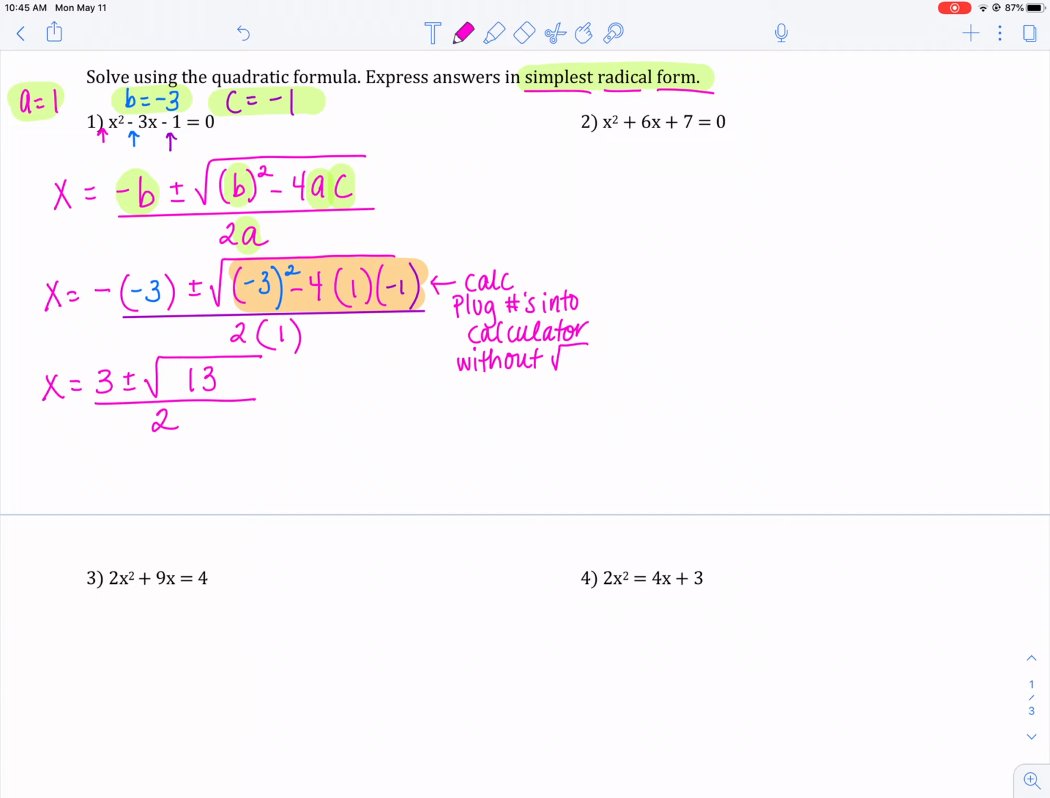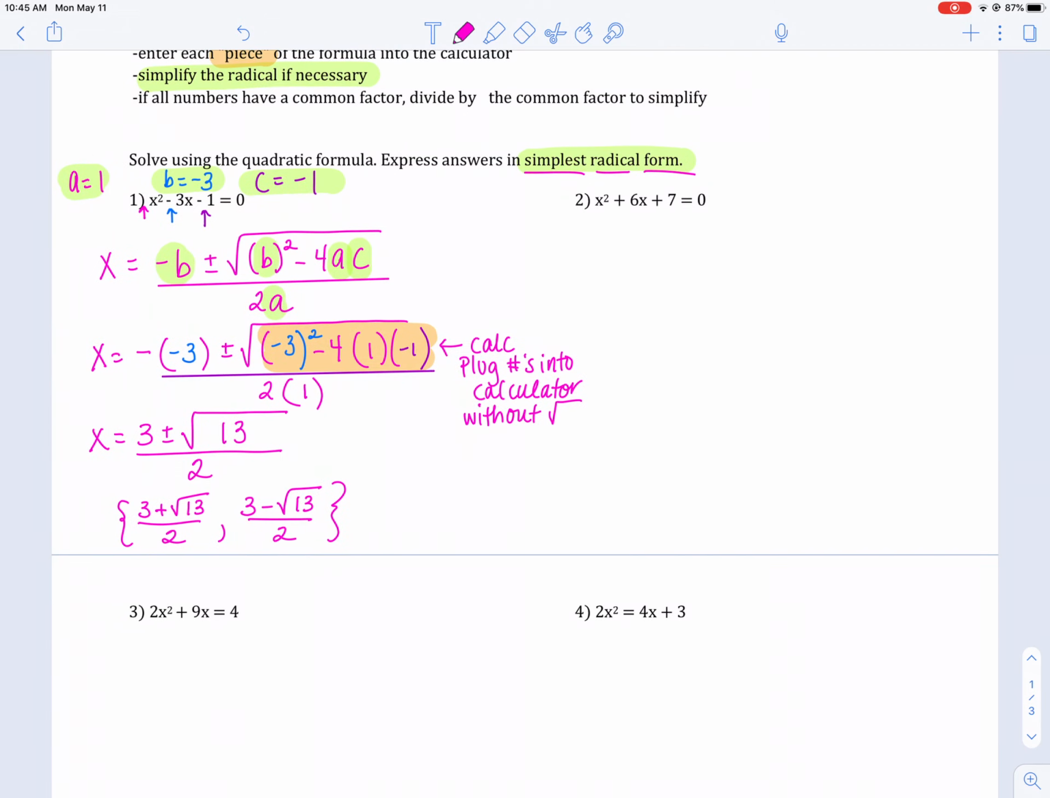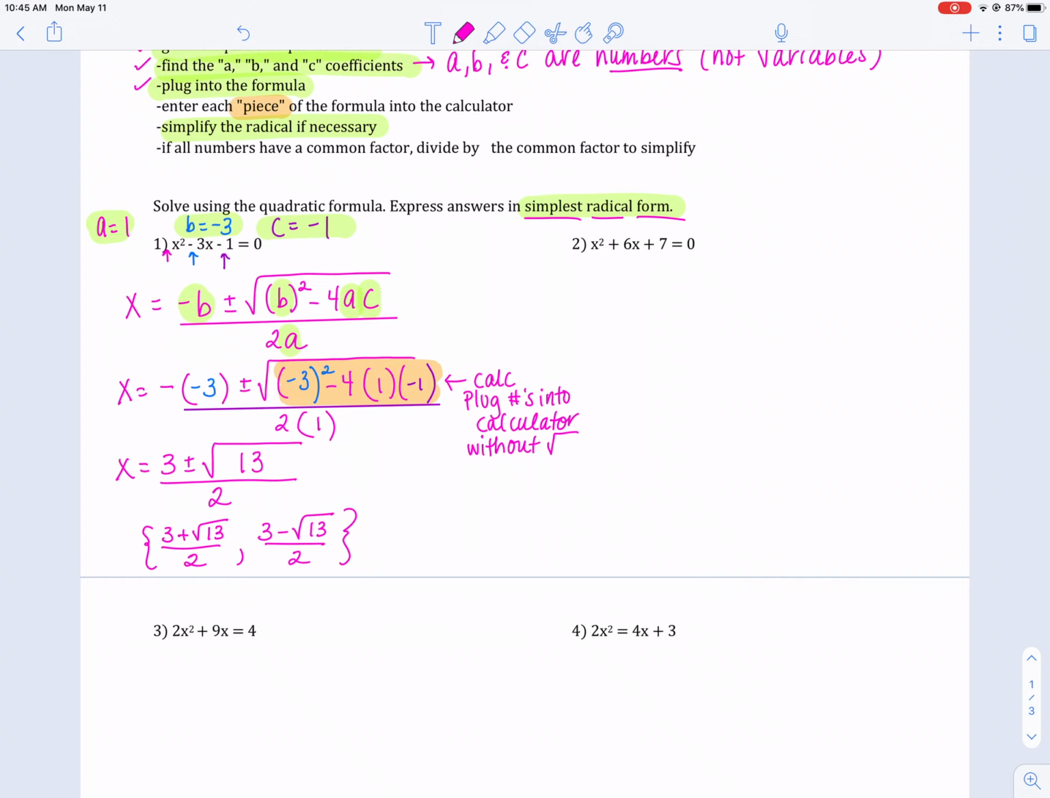That is your answer. So technically, if I were going to type this into a calculator, you could type it two ways. There are two solutions: 3 plus radical 13 over 2, and 3 minus radical 13 over 2. Okay, does everybody see those two solutions? Remember, you will always get two solutions. That plus and minus helps you see those two solutions.